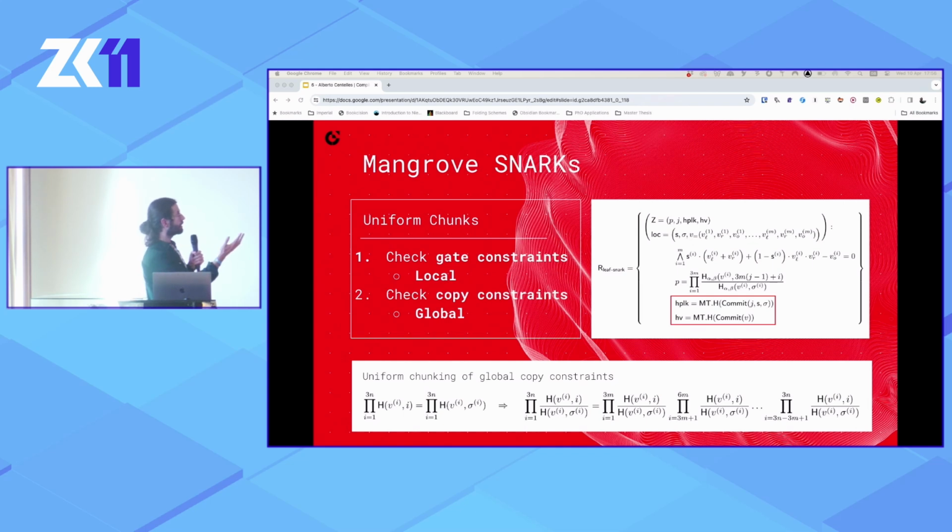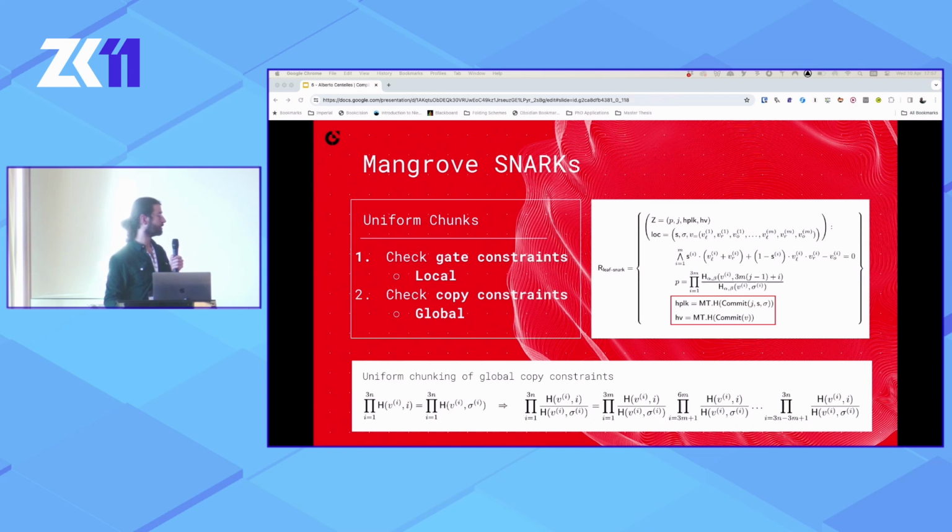So this is how a uniform chunk looks in Mangrove. You can see that each of the chunks receives the vector of wires, the vector of permutations, and the vector of selectors. They have the copy constraints and the gate constraints. And they do something very interesting with the global copy constraints, because they need to prove that some invariant holds in 2 different parts of the circuit.